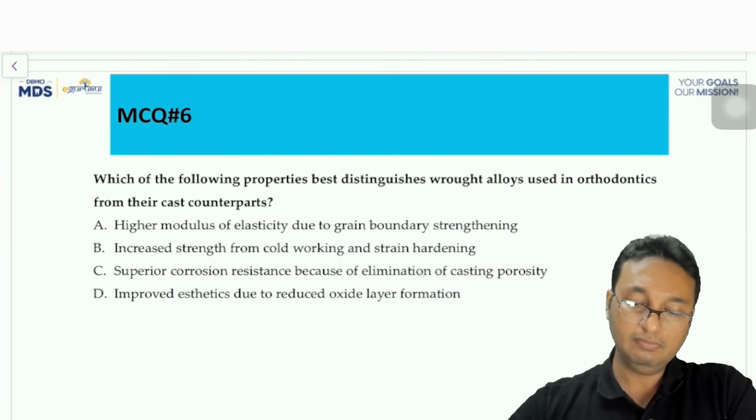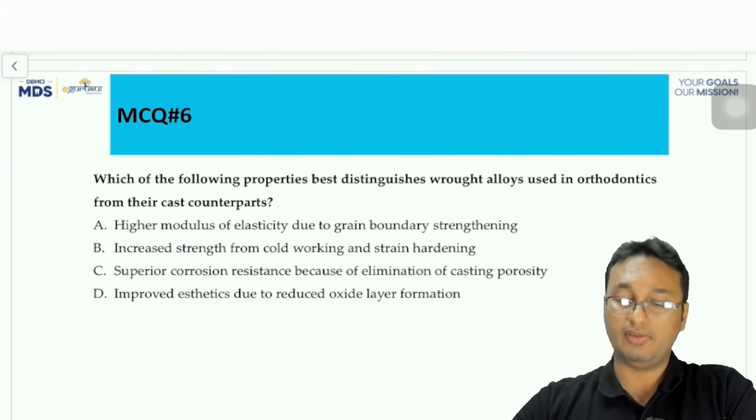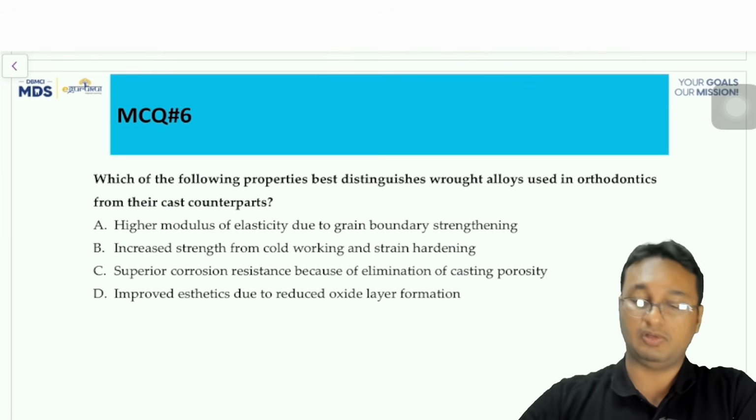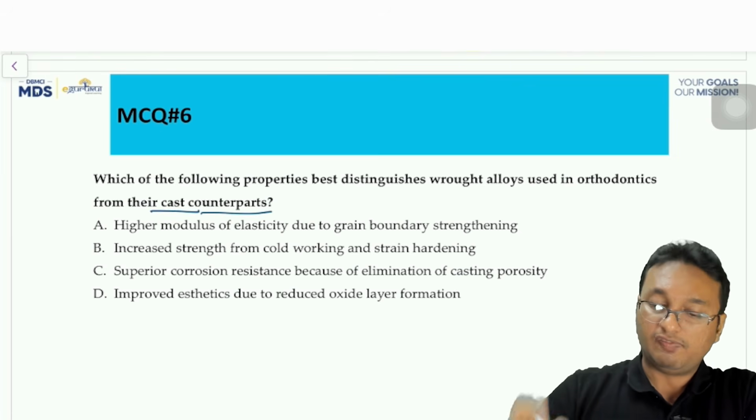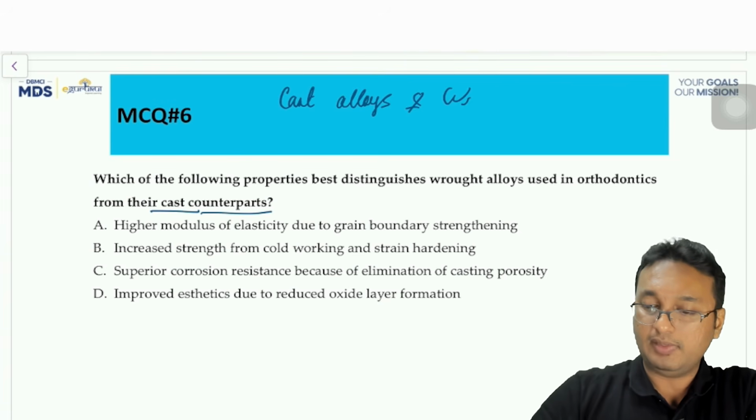Next question. Which of the following properties best distinguishes wrought alloys used in orthodontics from their cast counterparts? So the difference between cast alloys and wrought alloys. Can anyone tell me what's the difference between them?